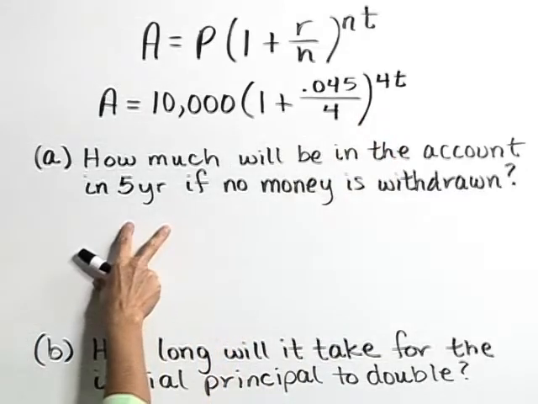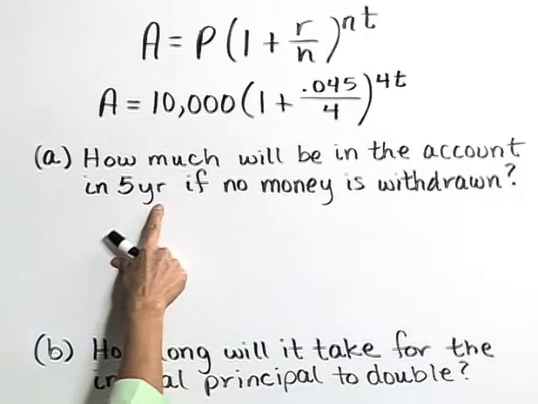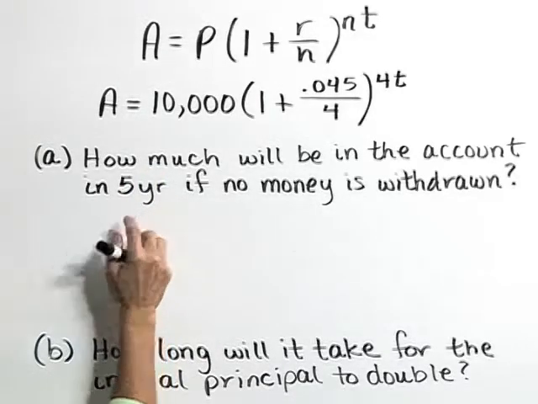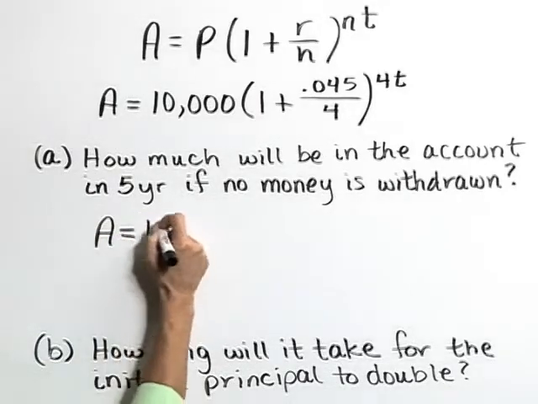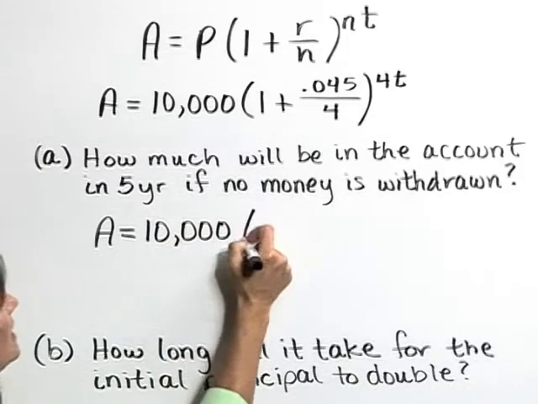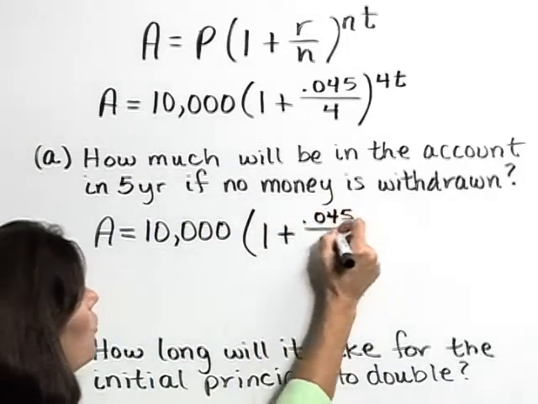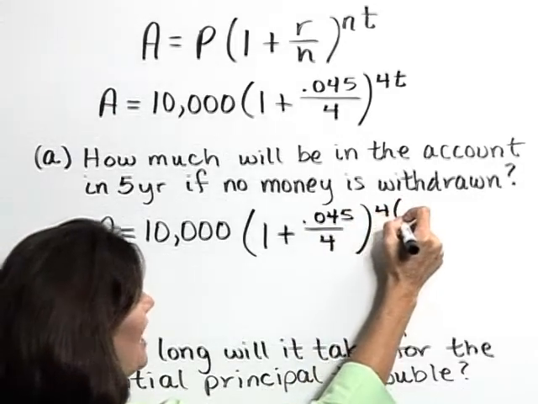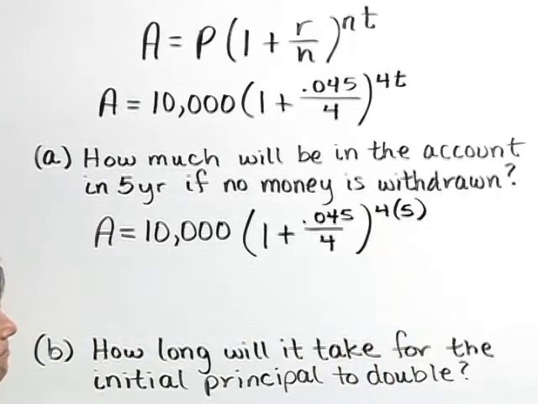Now for Part A, how much will be in the account in 5 years? Here we're going to substitute that value of 5 in for t, the time. So let's write A is equal to 10,000 times (1 plus 0.045 over 4) raised to the 4 times, in place of t, I've put the number 5.